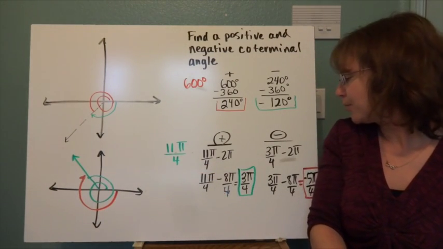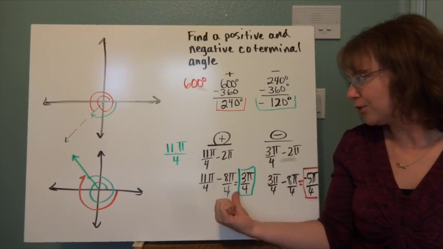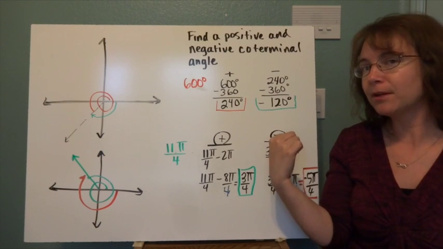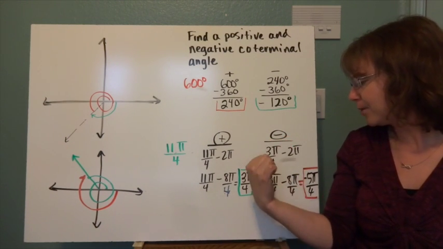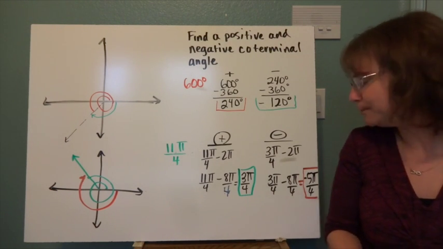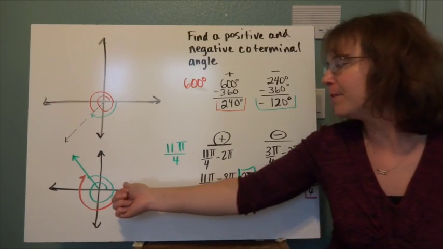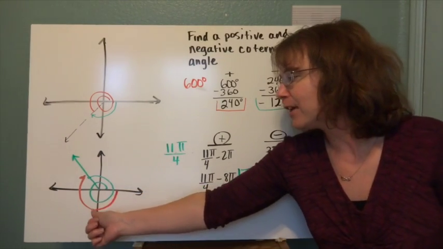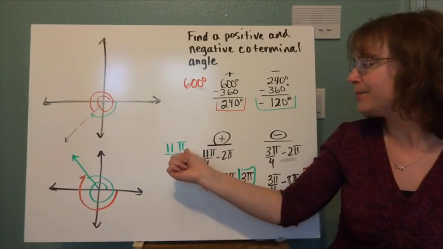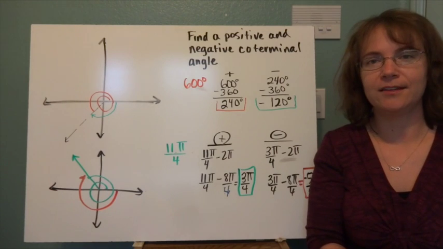Now for a negative coterminal angle, I'm just going to take 3 pi over 4, which is also coterminal with 11 pi over 4, and I'm going to subtract 2 pi. I'm going to go around the circle in a backwards way. So when I do that, I get negative 5 pi over 4. So 3 pi over 4 minus 8 pi over 4 is negative 5 pi over 4. And I can see if I go negative 5 pi over 4, I'm going to end in that same place that 11 pi over 4 ended and 3 pi over 4 ended.